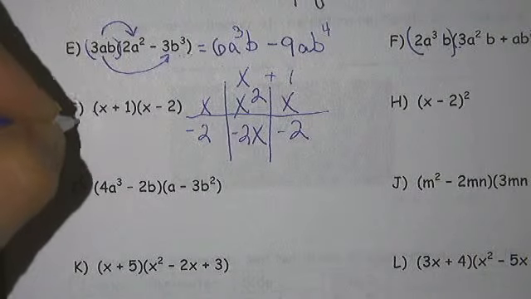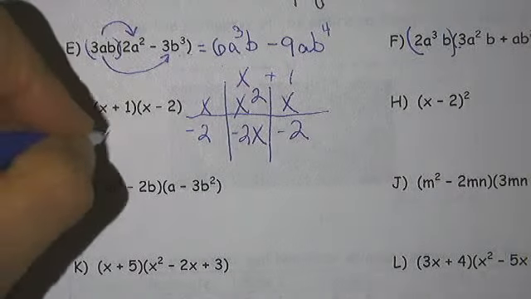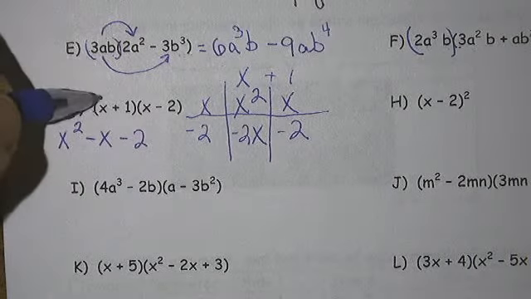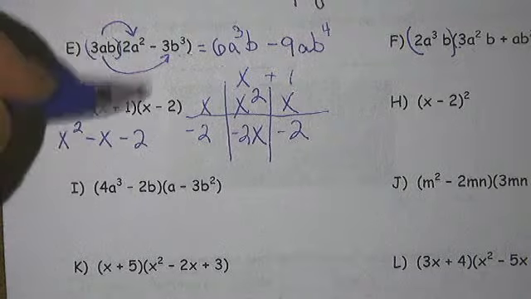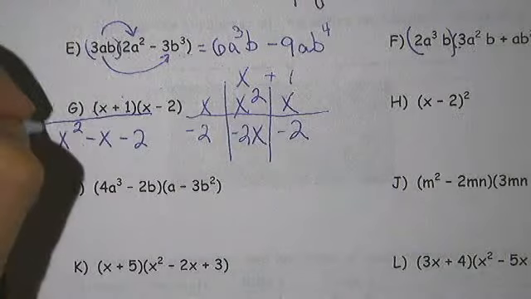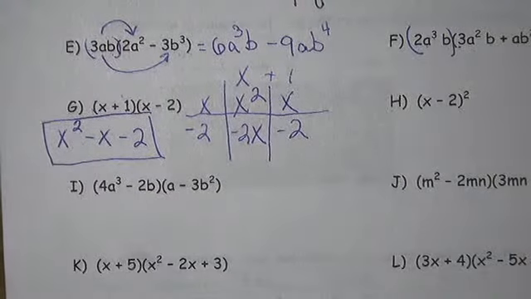x squared minus x minus 2. Check it another way. x squared plus x minus 2x minus 2. Good. Two different ways, so we're correct there.